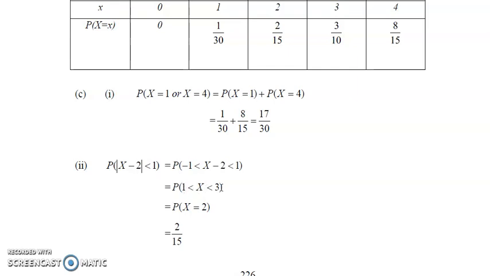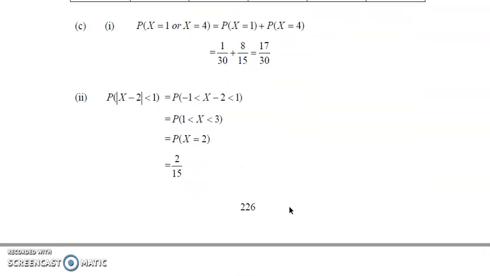But as I told you, the inequality in this topic is very important. They just want x in between 1 and 3, and the 1 and 3 are not included, so therefore you just have the probability of x equal to 2. So therefore this will be your answer.